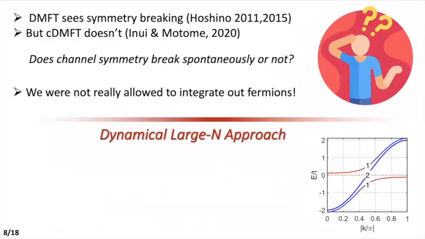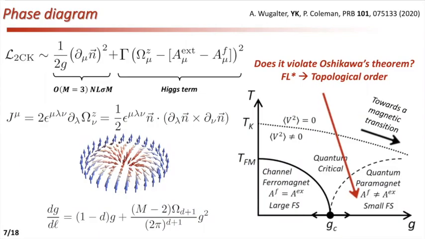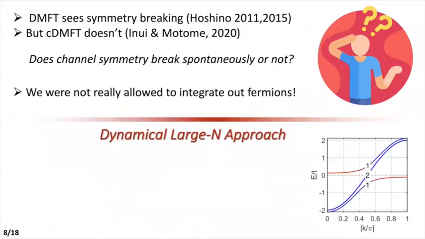Okay, but the punchline from here is that this type of mean field plus fluctuation predicts a channel symmetry breaking. Okay, and this agrees with DMFT. Unfortunately, it does not agree with cluster DMFT, right? Inoue and Motome have done cluster DMFT, and they don't find spontaneous channel symmetry breaking. So what is going on? Do we have channel symmetry breaking, or we don't?